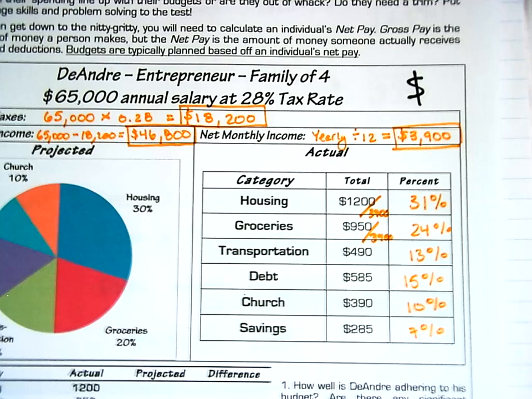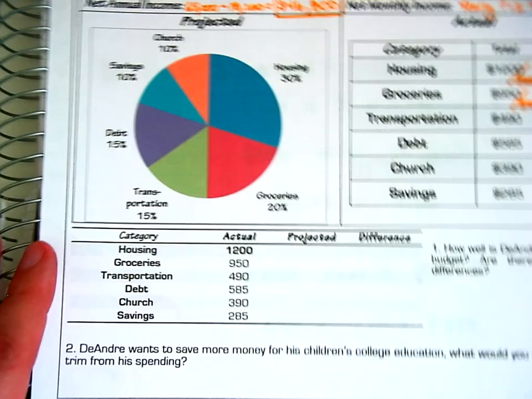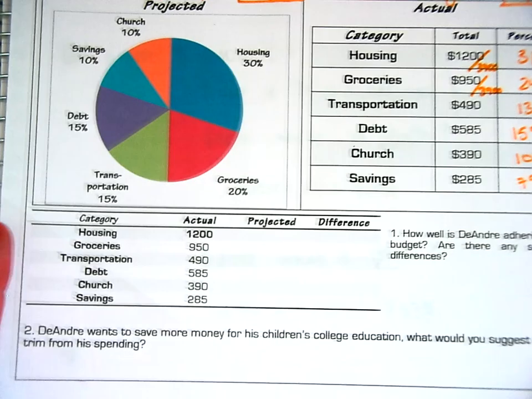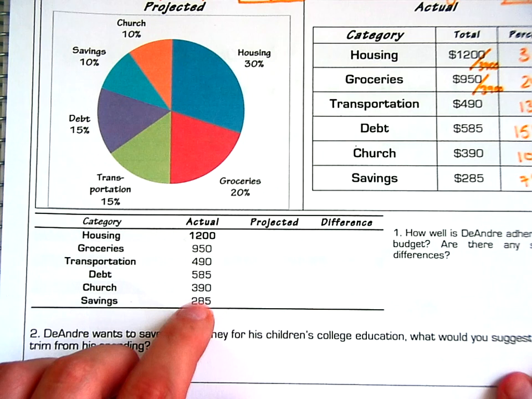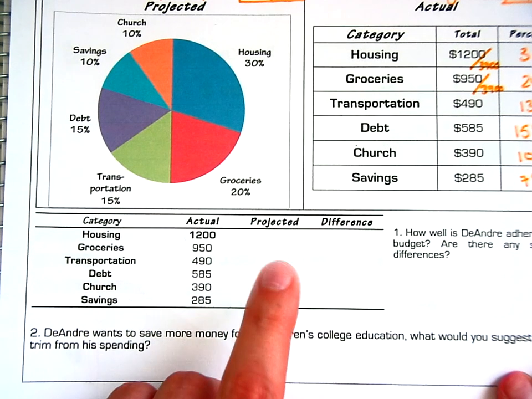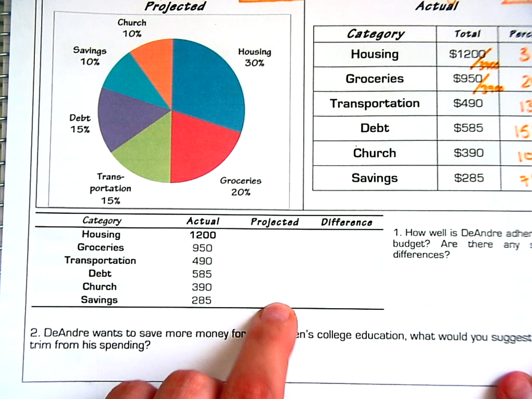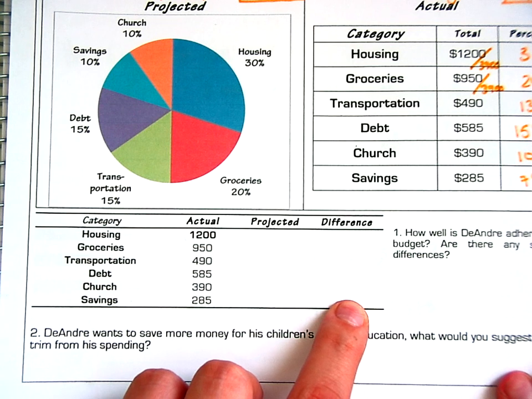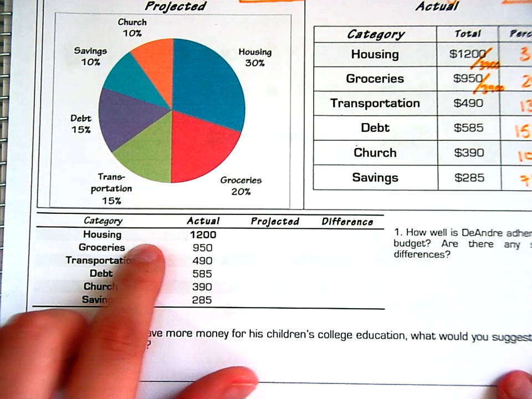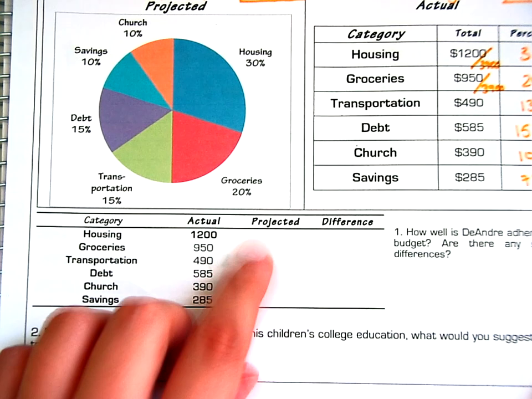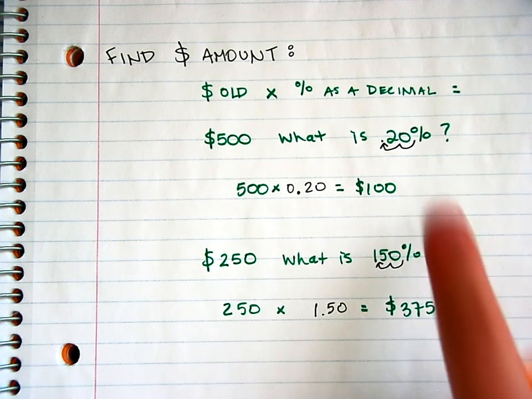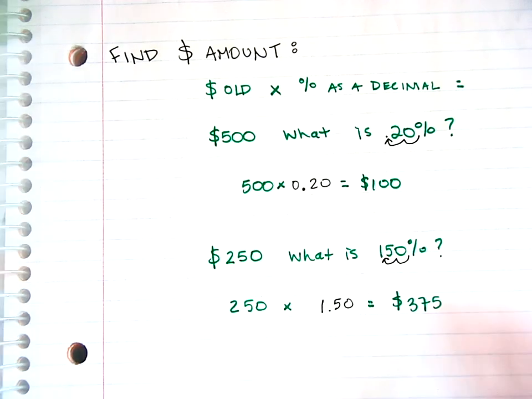All right. Last thing we're going to do before we answer some questions about his budget is decide, okay, he actually spent this amount. He planned to spend this amount. We'll fill those in a moment. And then we're going to decide what the difference is. So projected. We are going to now find dollar amounts. So now this is doing this work in green.